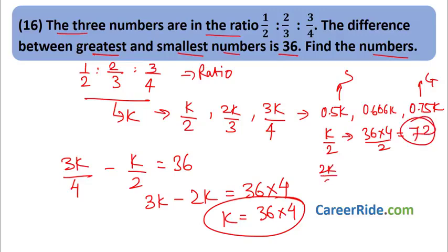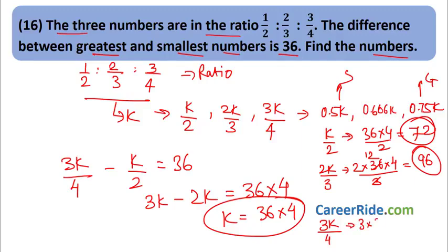The second number is 2k upon 3, that would be 2 into k, which is 36 into 4, divided by 3. 12 into 4 is 48, 48 into 2 is 96, right? The third number is 3k by 4, that would be 3 into 36 into 4 divided by 4, 36 into 3, which is 108. So the three numbers are 72, 96 and 108.